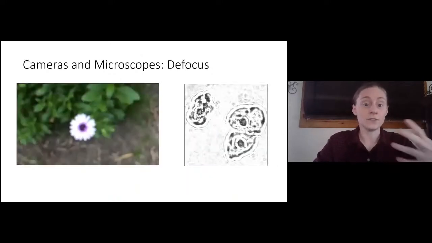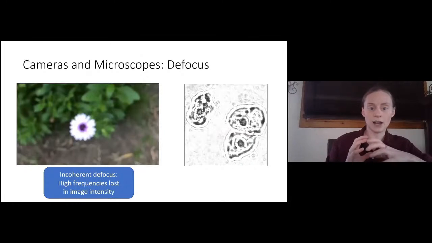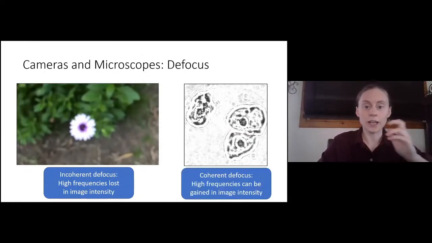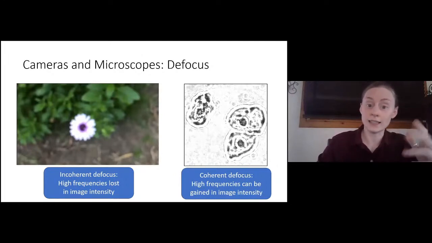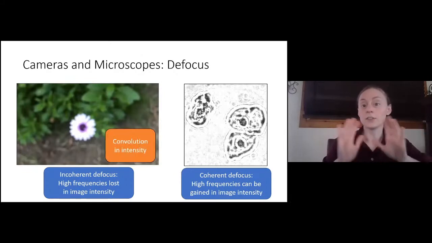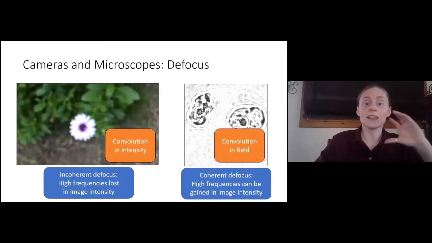Now, the difference in the effect of defocus comes down to the coherence of the illumination. Photographic scenes are almost always incoherent, and this leads to a loss of high frequencies in the image under defocus. But coherent defocus can actually create new high frequency features in the intensity, not in the field, but in the image intensity. The difference here is that in the incoherent case, we can think of defocus as a convolution with a low pass filter on the image, but coherent defocus is a convolution that changes the phase of the complex electric field. And so the nonlinearity going from field to intensity means that this process is not linear in the image intensity domain.